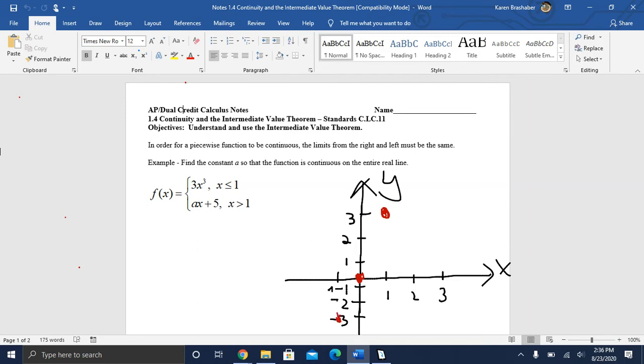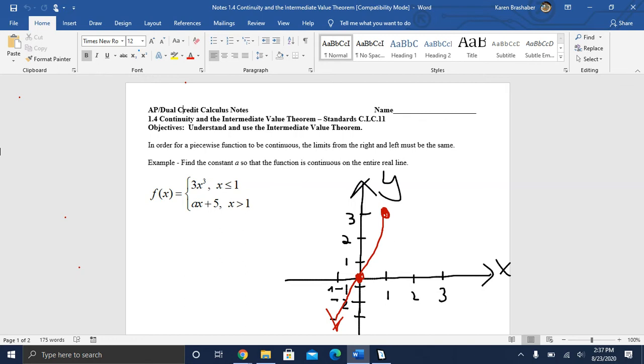So just thinking about what a cube graph looks like, it's not linear. You can kind of see that curve continuing. And then on the other part of the piecewise function, I have ax plus 5. And so when I start to graph that, I have to wonder what that a is, and that's exactly what you are asked to find. You want to find the constant a so that the function is continuous on the entire real number line.